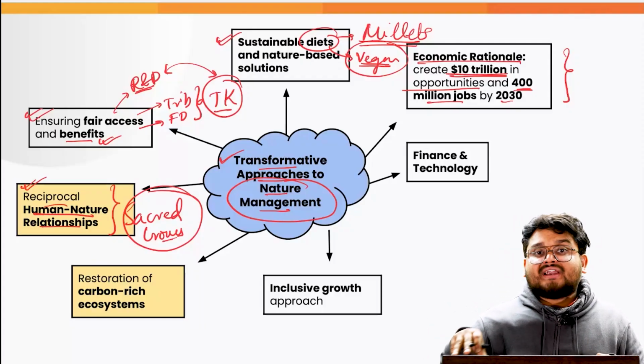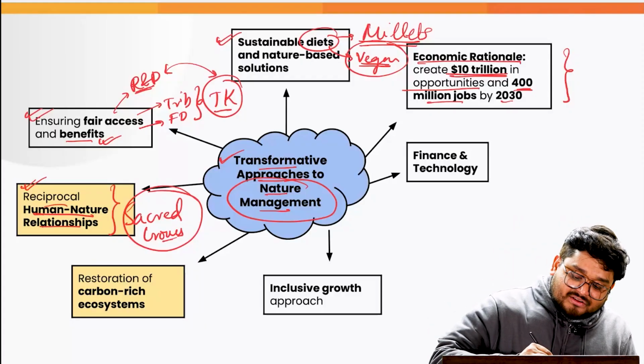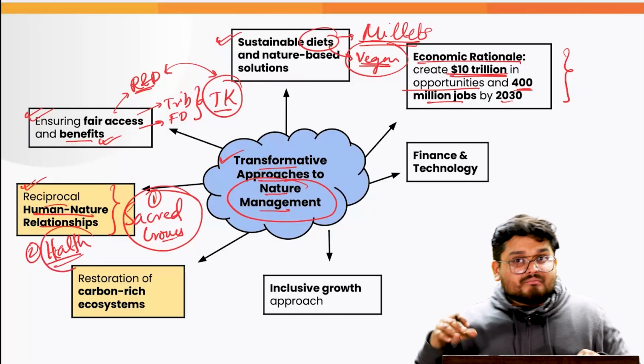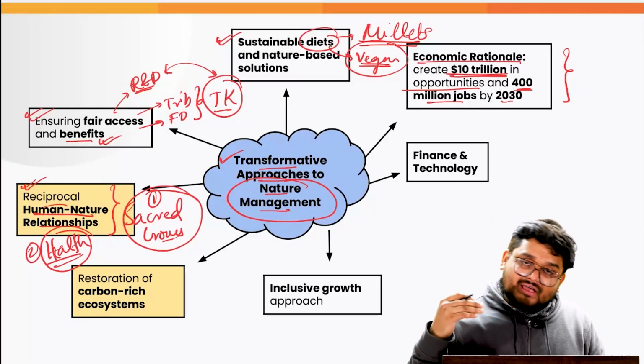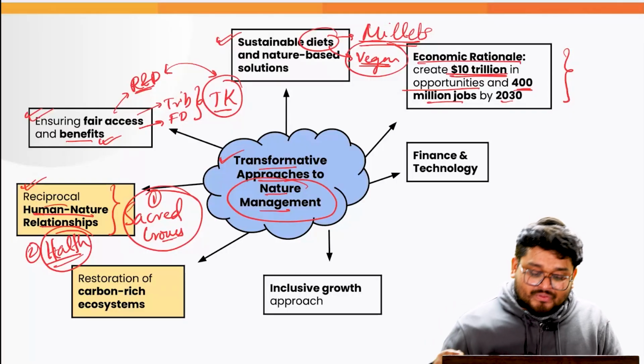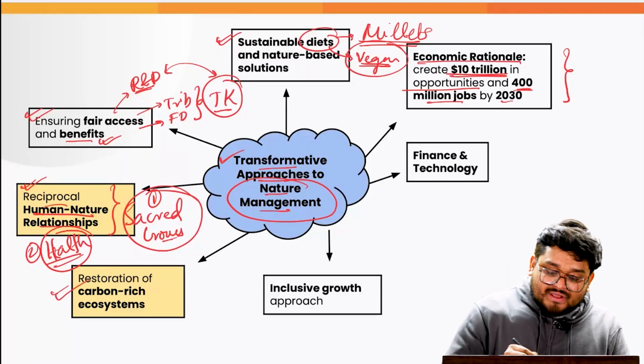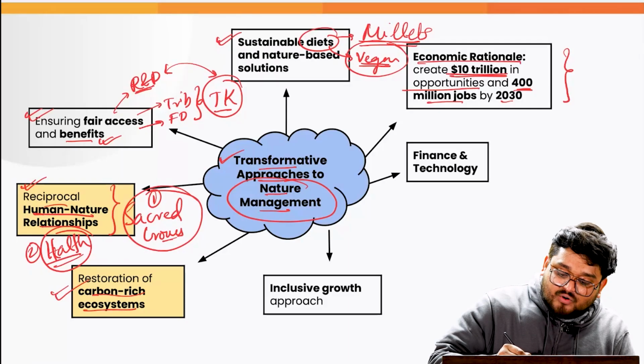So we must be understanding nature. This is the first aspect. The second aspect is also the broader health aspect, because being in close contact with nature elevates our mood, elevates our mind. Also, we have to restore carbon-rich ecosystems such as mangroves, such as various wetlands, right?